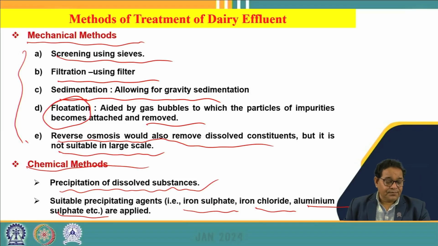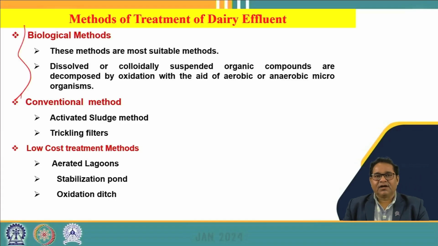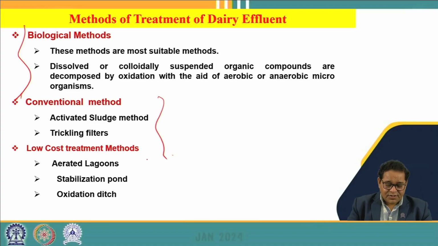Then in biological methods, there are aerobic treatment systems and anaerobic treatment systems. As a secondary treatment, we use biological methods, which are mostly suitable for this type of wastewater that contains a lot of suspended and dissolved organic compounds. Here the aerobic treatment system is suggested because it contains a lot of organic matter which is easily biodegradable by the activated sludge process using aerobic bacteria.